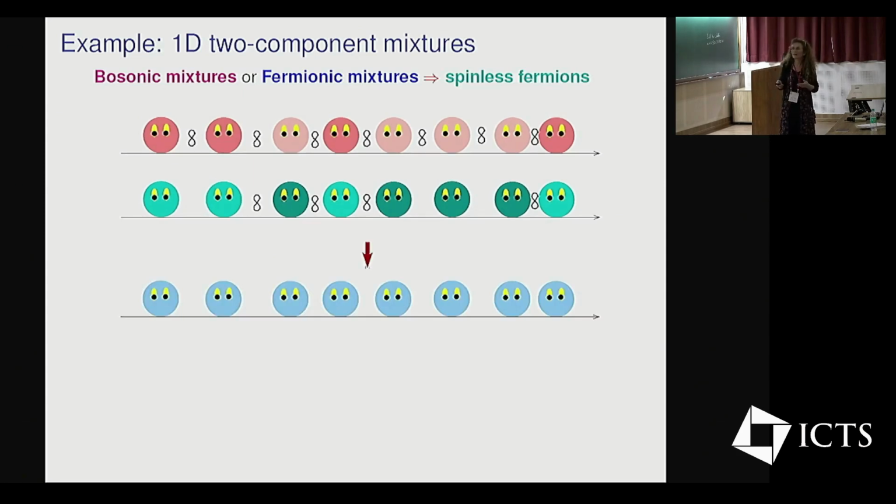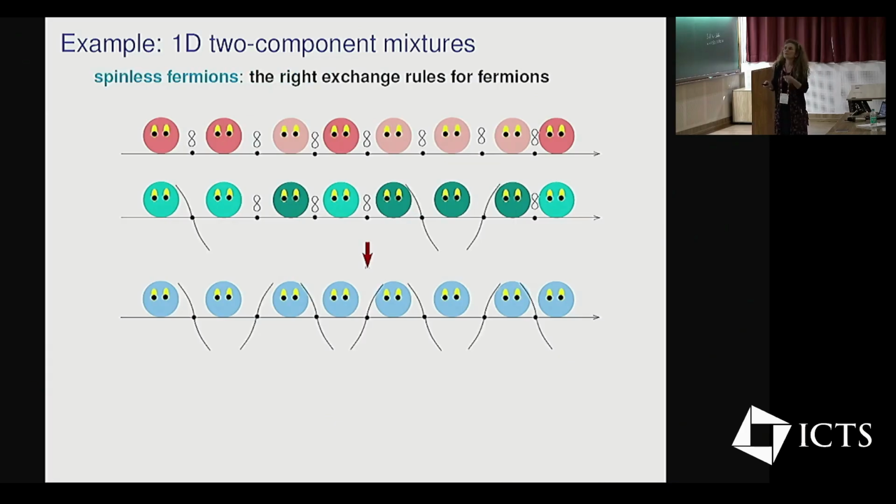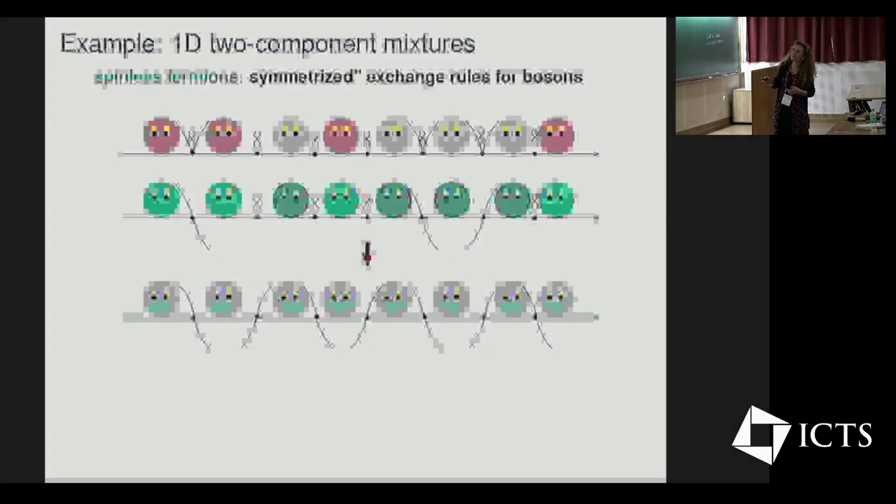Because the many-body wave function for spinless fermions has the good nodes for these two cases. Here the nodes are induced by the interactions; here they are induced either by the interaction or by the Pauli principle. This spinless fermion solution has very good rules for exchanging fermions that belong to the same species. If I just do the symmetrization, they give the good rules for exchanging bosons that belong to the same species.